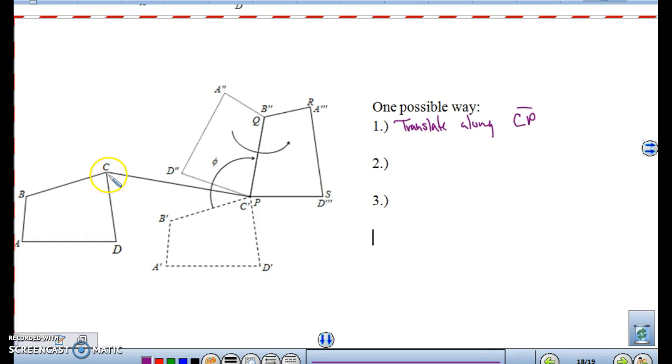So we went from here to here and slid it over to this dotted line. So this would look like this when we translate along this vector line right here, that vector. So we've translated this along here. Now, if we rotate this, we are rotating it around C.